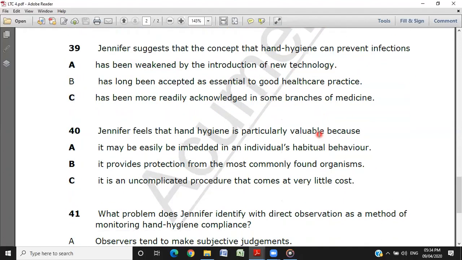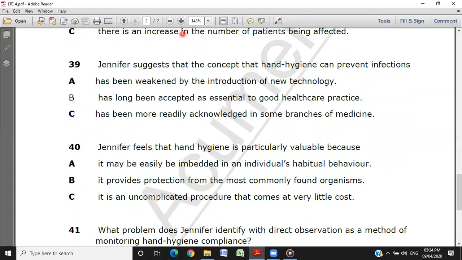Again, here we'll have to keep in mind the keyword from the question that would help us to move on to the next question. So Jennifer suggests that the concept that hand hygiene can prevent infections suggests, that means her opinion about this concept that hand hygiene can prevent infections. So I have to hear about her opinion on this.